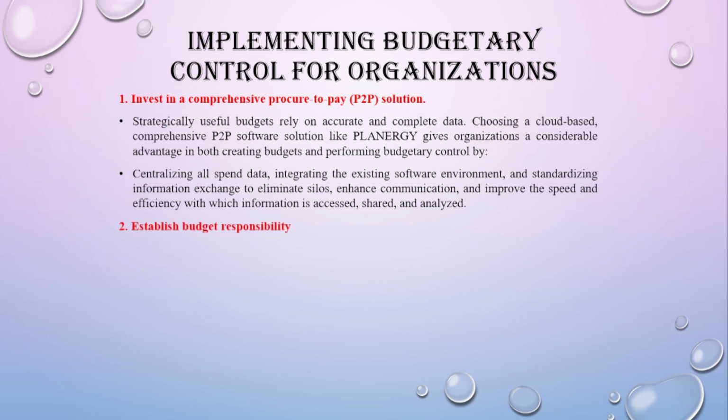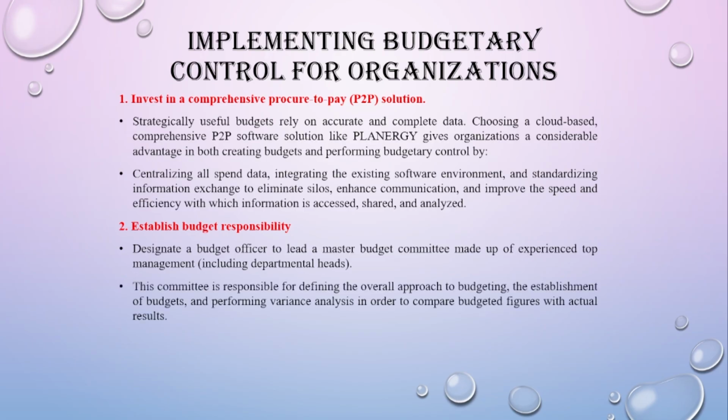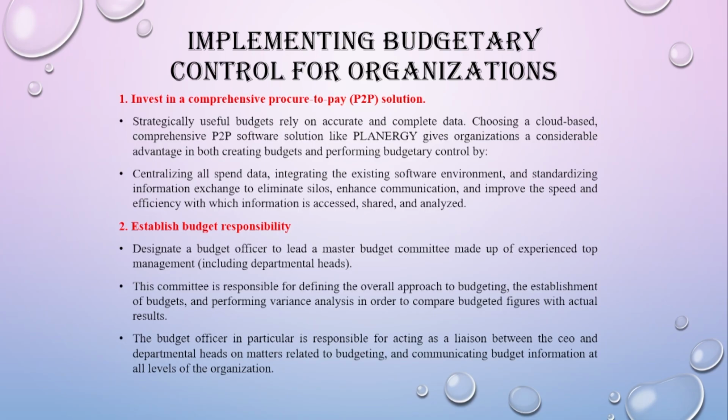And the second aspect: establish budgetary responsibility and designate a budgetary officer to lead a budget committee made up of experienced top management. This committee is responsible for defining the overall approach to budgeting, the establishment of budgets, and performing variance analysis in order to compare budgeted figures with actual results. The budget officer in particular is responsible for acting as a liaison between the CEO, Chief Executive Officer, and the departmental heads on matters related to budget, and communicating budget information at all levels of the organization.